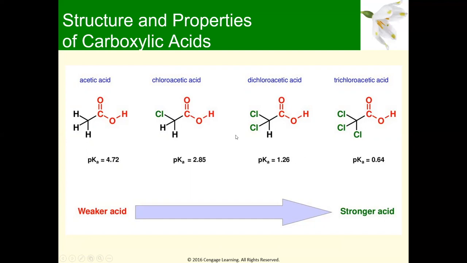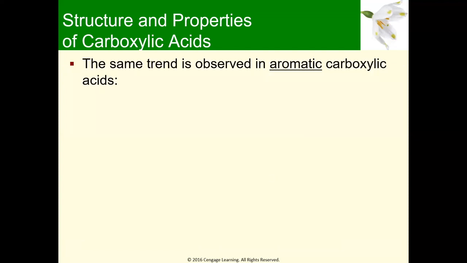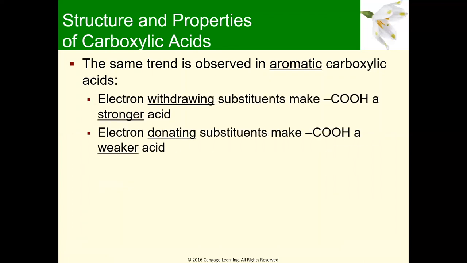So remember, the reason why is because these electronegative elements, these chlorines, their electronegativity kind of sucks electron density out of this OH bond. It pulls electron density out of that OH bond, making it easier to pop that H off as an H+. It kind of weakens that bond because, through the inductive effect, it's electronegative, right? So it pulls electrons out of the rest of that molecule towards itself. Okay. Now, we see the same trend actually in aromatic carboxylic acids. So these are carboxylic acids on a benzene ring. So the same trend is observed in aromatic carboxylic acids.